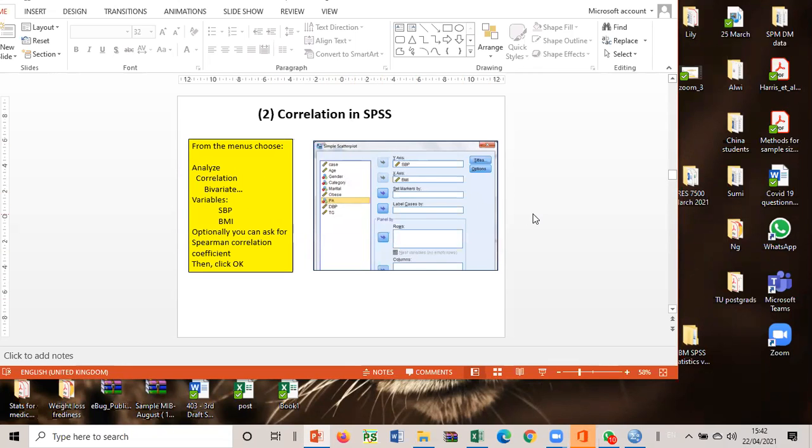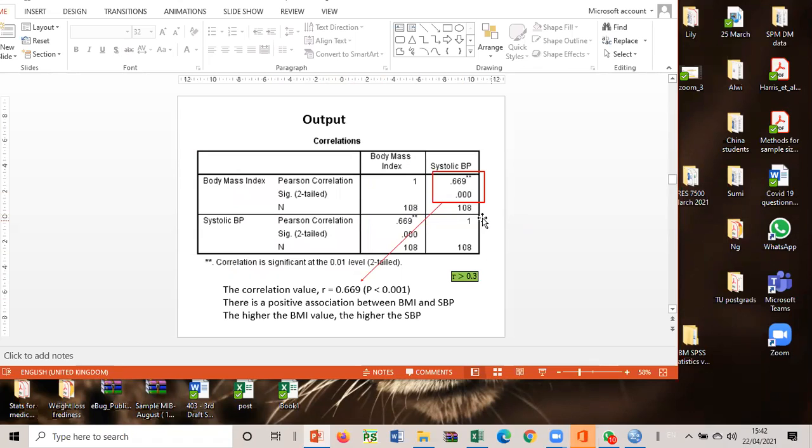We do correlation. In the correlation analysis, the correlation value between BMI and systolic BP is 0.669.